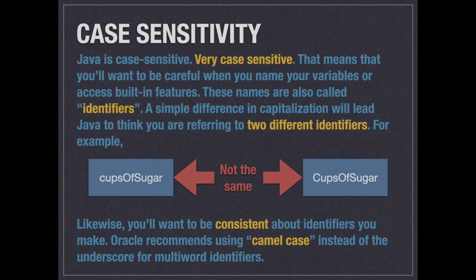Case sensitivity. So Java's case sensitive. That's the bottom line. What that means is Java looks at capital letters and lowercase letters as two distinct characters, which they are. So if you capitalize a letter in a variable name and then try to use it later, you have to be sure not only that you spell it correctly, but also that you capitalize the letters correctly.